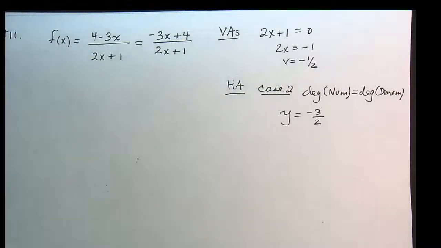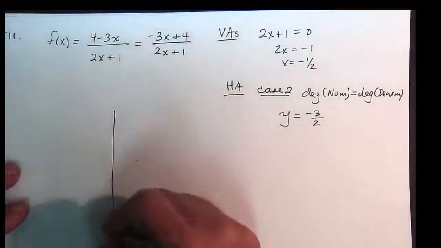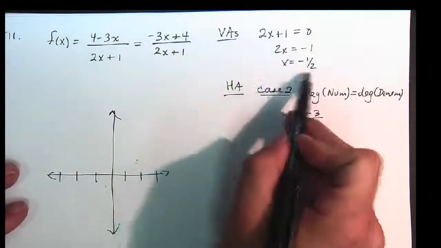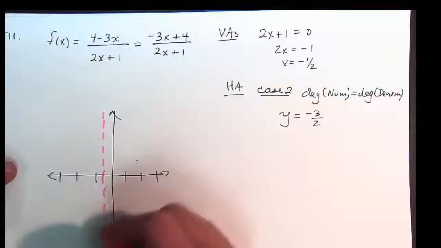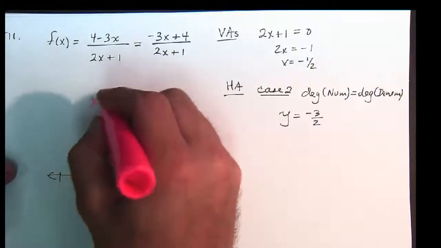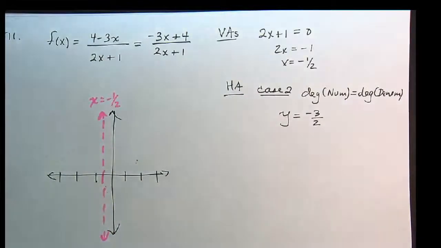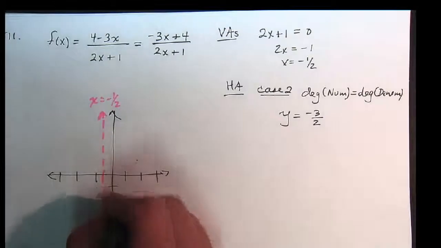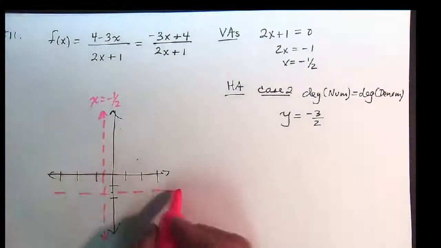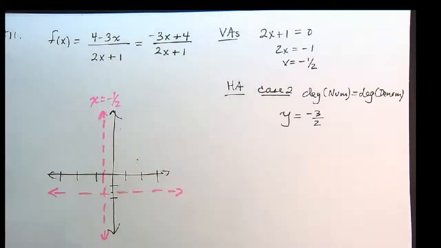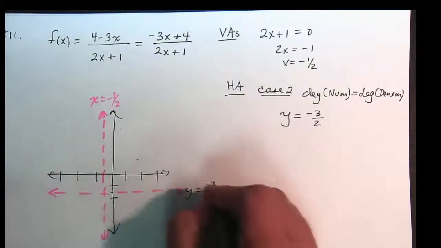So based on that little bit of information, I get all this. I have x equals negative a half. That's a vertical asymptote. I also have y equals negative 3 halves. So negative 3 halves is negative 1 and a half. So right about there. This is my horizontal asymptote. It's at y equals negative 3 halves.